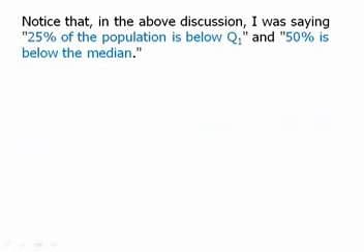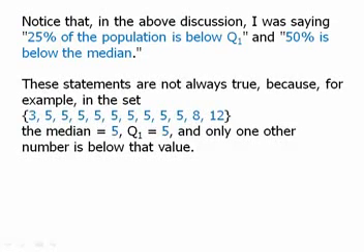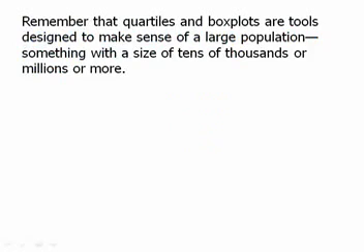Now notice, in the above population, I was saying 25% of the population is below Q1 and 50% is below the median. I was making these broad percentage statements. These statements are not always true because, for example, in the set, and here we have a set with only a few values, the median is 5, Q1 is 5, and only one number is below that value. So the percentage statements certainly do not work. Remember that quartiles and box plots are tools designed to make sense of a large population, something the size of a whole country, for example, hundreds of millions of data points.